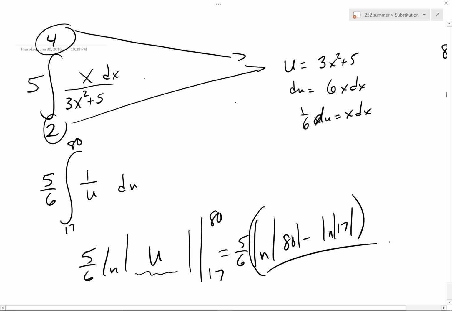So substitution's pretty easy to do. Again, it's basically undoing a chain rule problem. So you should see the resemblance as you're doing them, I hope.